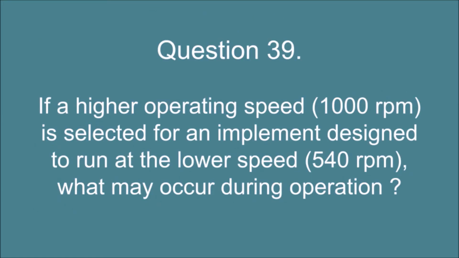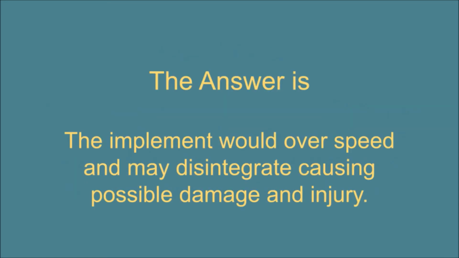Question 39. If a higher operating speed, 1000 rpm, is selected for an implement designed to run at the lower speed, 540 rpm, what may occur during operation? The answer is: the implement would overspeed and may disintegrate, causing possible damage and injury.